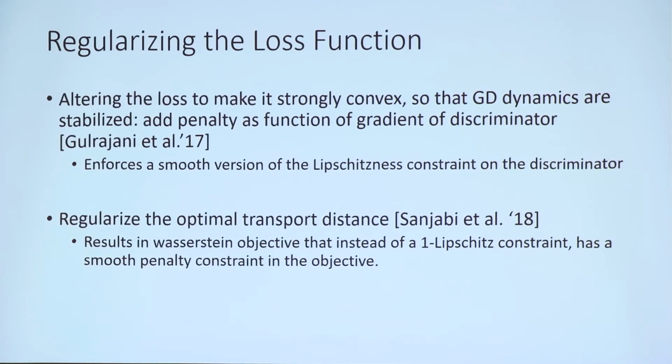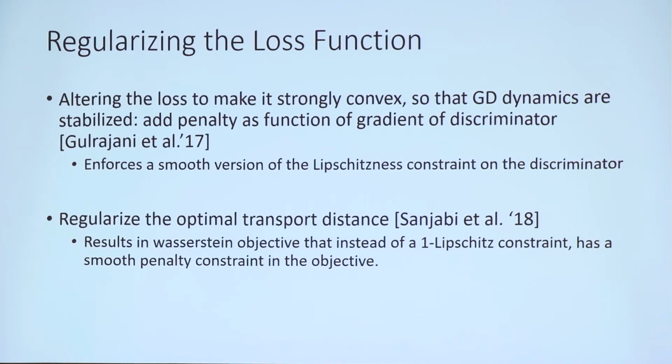And so I'm going to try to find smooth couplings. And when you add such regularity constraints to the coupling constraints in the earth mover distance, that translates to constraints in the Wasserstein formulation that correspond to smoother versions of the one Lipschitz constraint.